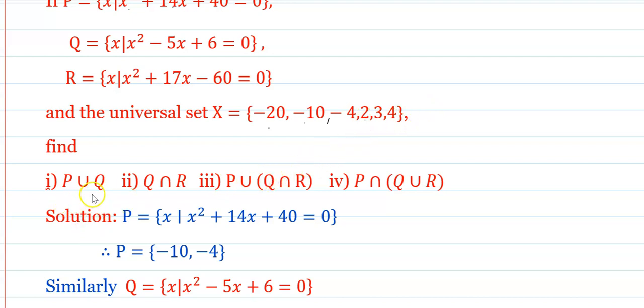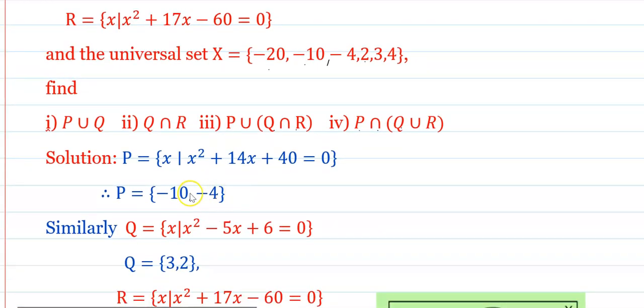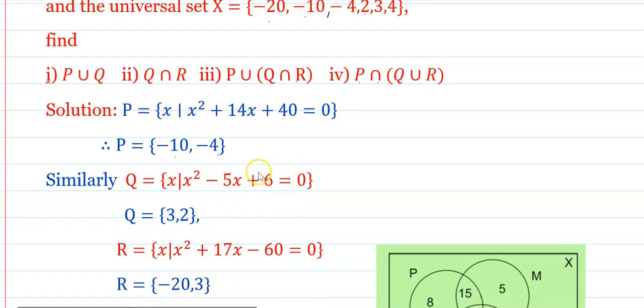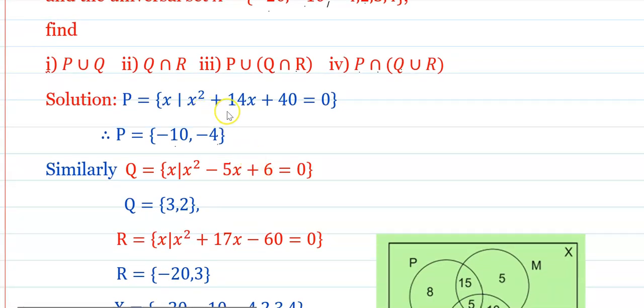Then find P union Q, Q intersection R, P union (Q intersection R), P intersection (Q union R). Now first, if we solve this quadratic equation, then you will get the factors, that is minus 10 and minus 4. Their factors are in first bracket x plus 10, in second bracket x plus 4. Then you will get minus 10 and minus 4. Similarly here, this is a simple quadratic equation, x square minus 5x plus 6. In first bracket you will get x minus 2, in second bracket x minus 3. The elements are 3 and 2.